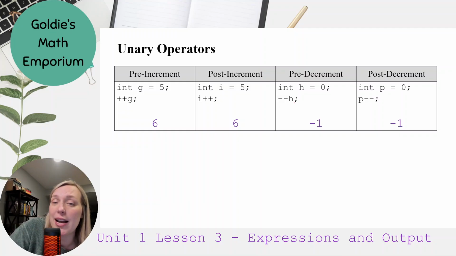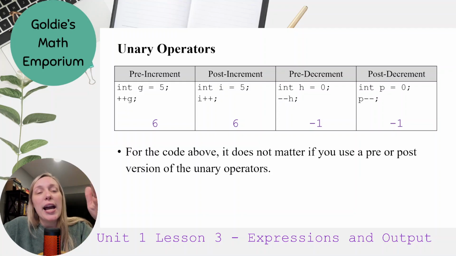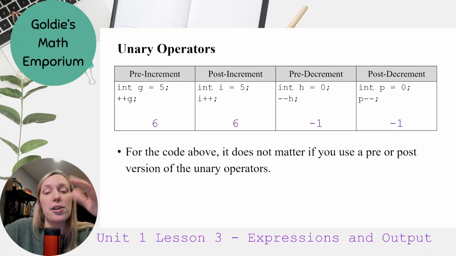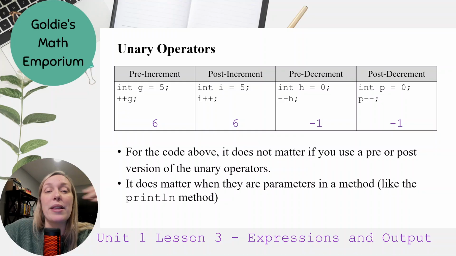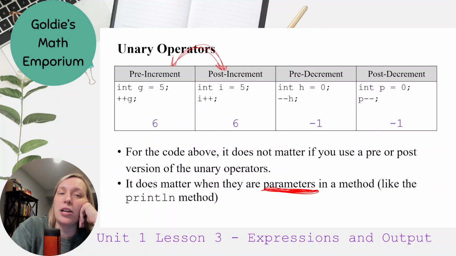If you have 0 as H and you subtract 1 from H, you get -1. 0 as P, subtract 1 from P, you get -1, okay? For code like we are using above, it does not matter if you use the pre or post version. It does matter when they are parameters. For instance, the parameter we use in the println method. Now we haven't formally introduced what the word parameter means, so don't worry too much about that yet. I'll give you an example of where it matters in the next slide about pre-increment and post-increment.